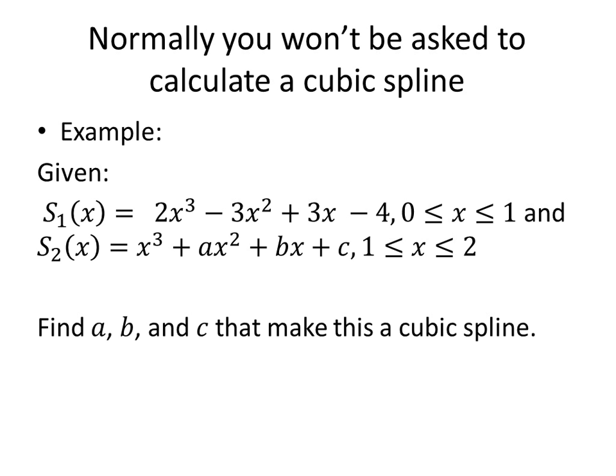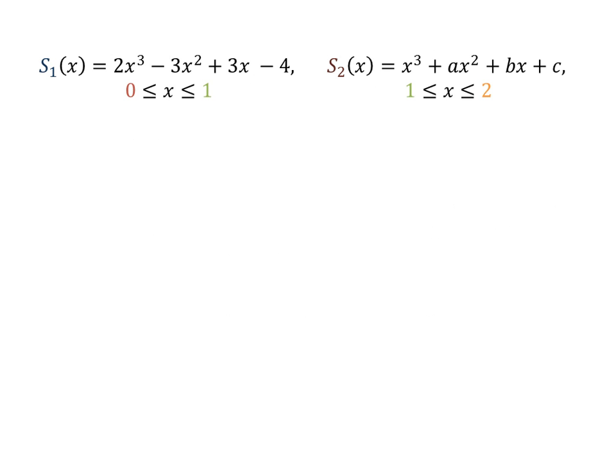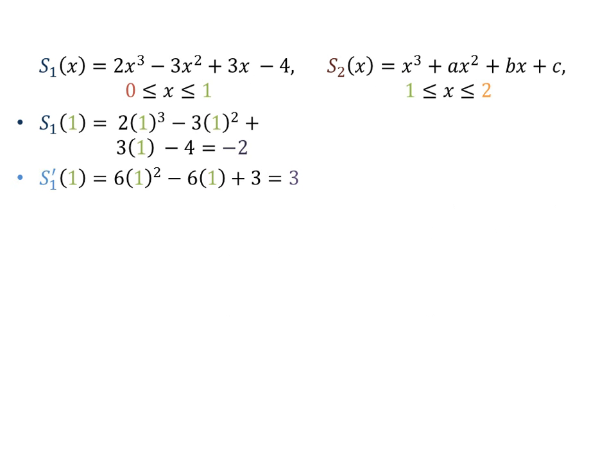Let's say you're given two functions, and you need to find the values of a, b, and c that make this a cubic spline. So let's look at our two functions, and we'll evaluate the first function at the point x equal to 1. Take its derivative, find that value at x equal to 1, and its second derivative, and find that value at x equal to 1. The other equation should have those exact same numbers of -2, 3, and 6.